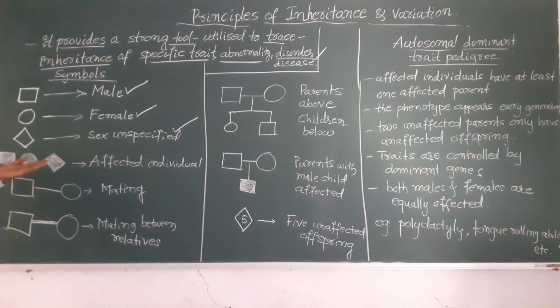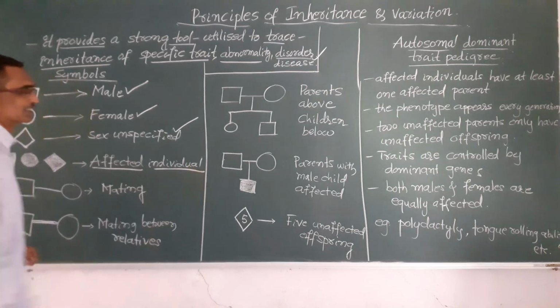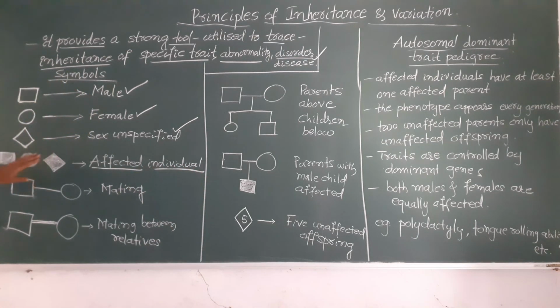You can see here all these male, female, and sex unspecified are darkened, and they denote affected individuals. If this circle is dark, that denotes an affected female. This female is affected with a certain abnormality, a certain disease.